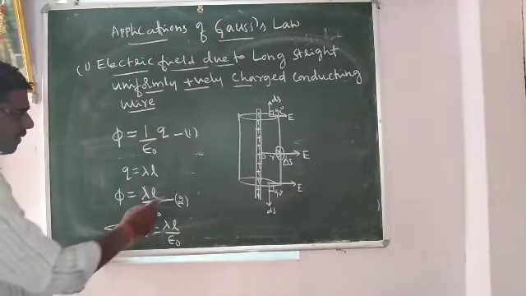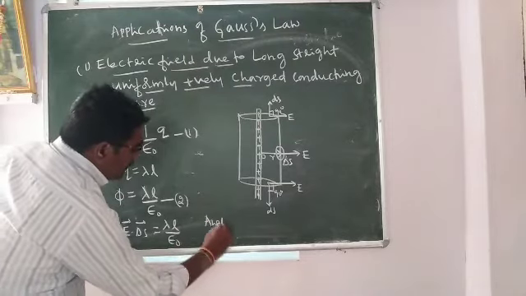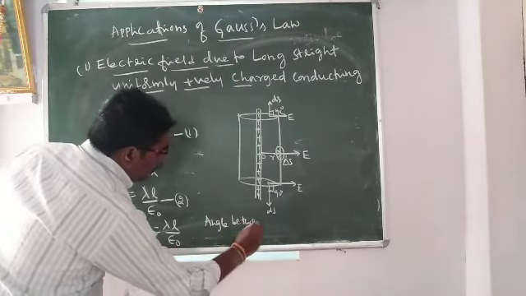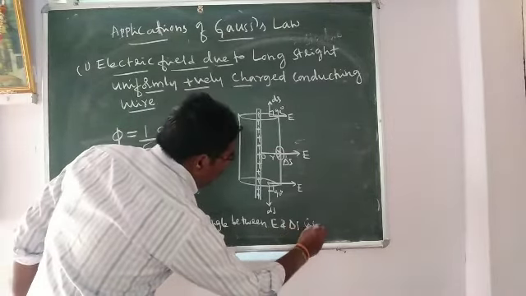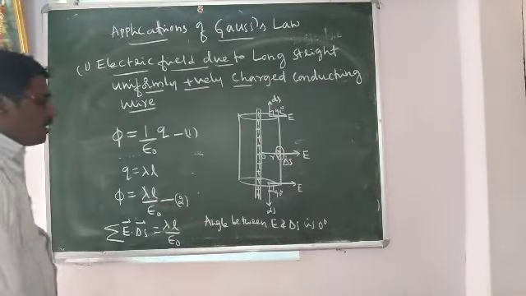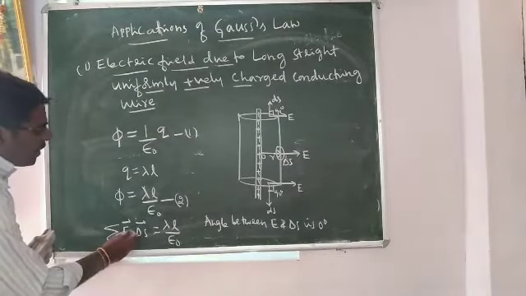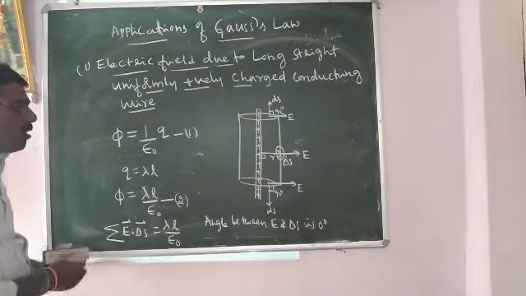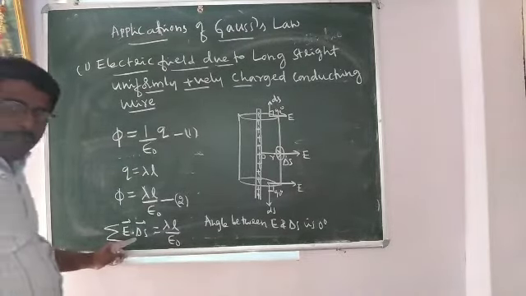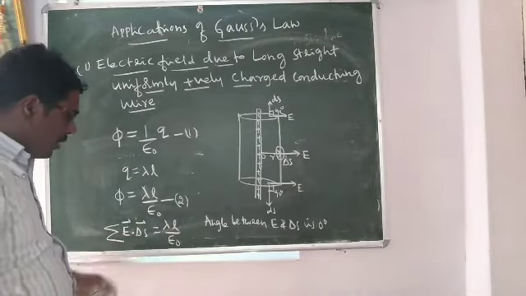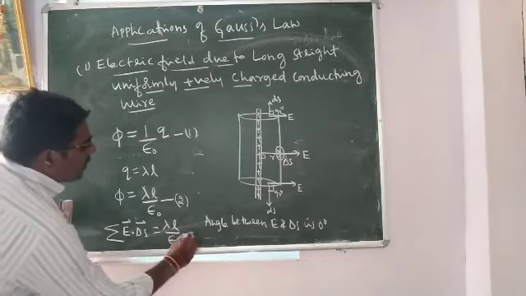In the radial distance or curved surface of the cylinder, the angle between E and delta S is 0 degree. E is the electric field vector, delta S is the area vector. The angle between the area vector and the electric field vector is 0 degree. We put the value in equation 3.